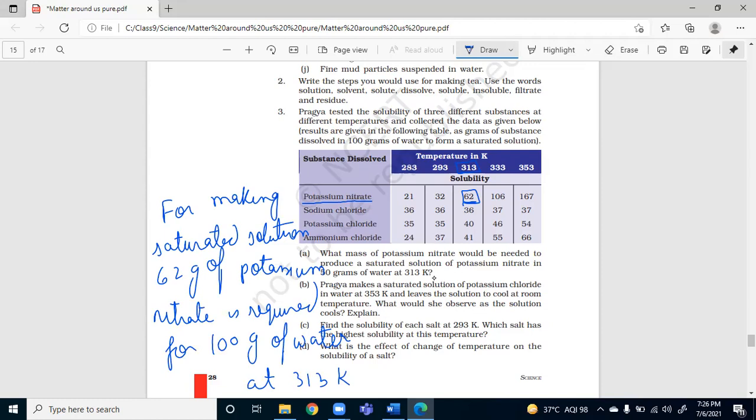So now the question is, you need to find the mass of potassium nitrate that will be needed for 50 gram of water. So if the quantity of water will become half, here it is 100 gram. If it becomes 50 gram, then the quantity of potassium nitrate will also become half. So what is the quantity of potassium nitrate? It is 62 divided by 2. When you solve it, you will be getting 31 gram of potassium nitrate.